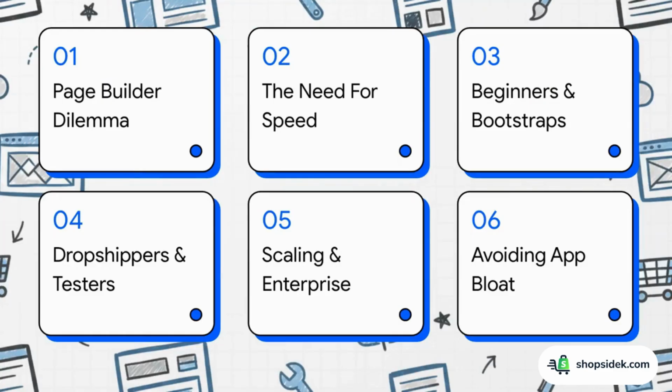So, here's our agenda. Think of this explainer as a choose-your-own-adventure playbook. We're going to cover the page builder dilemma and test real-world speeds. Then we'll let you zero in on your specific model, whether you're looking at beginners, dropshippers, or scaling brands, before finally wrapping up with how to avoid app bloat.